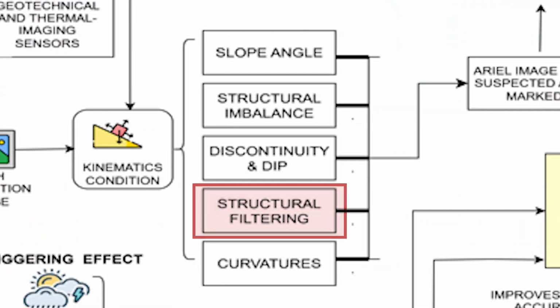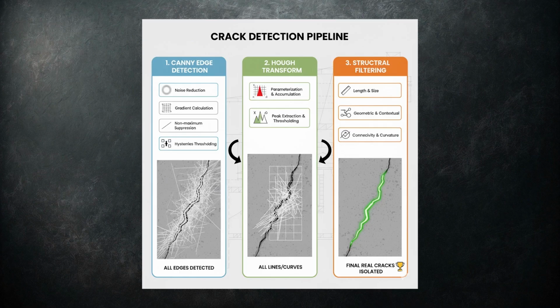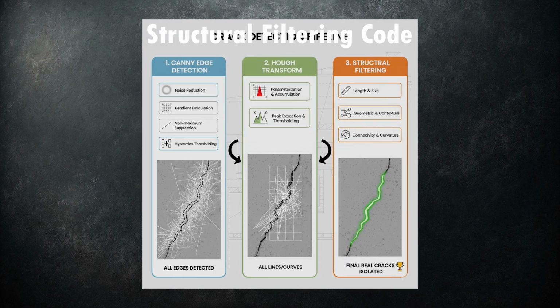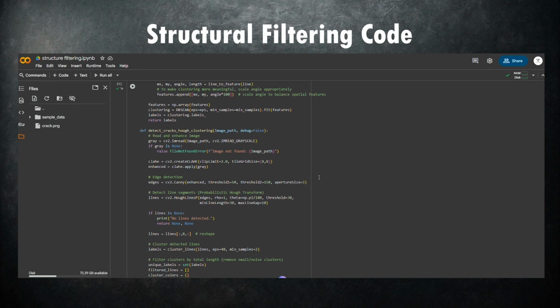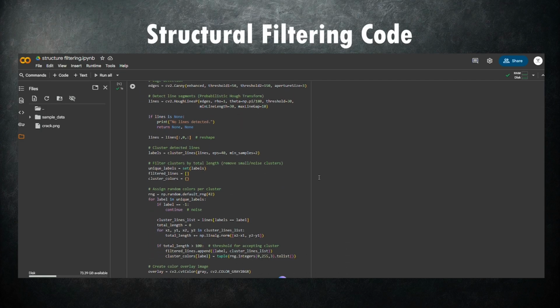That's why RockAlert uses a process called structural filtering. It combines data from the orthomosaic sensor with smart computer algorithms like the Canny algorithm, the HOG algorithm, and clustering methods. These advanced tools remove false positives and highlight only the true structural cracks on the mine walls and benches.